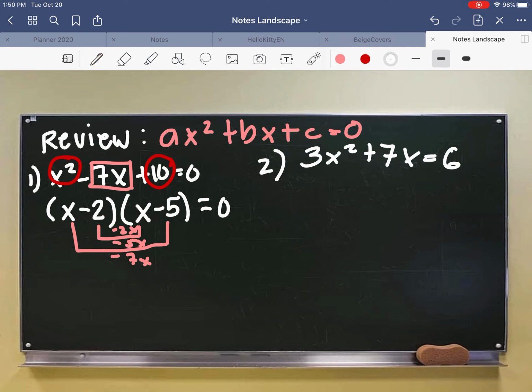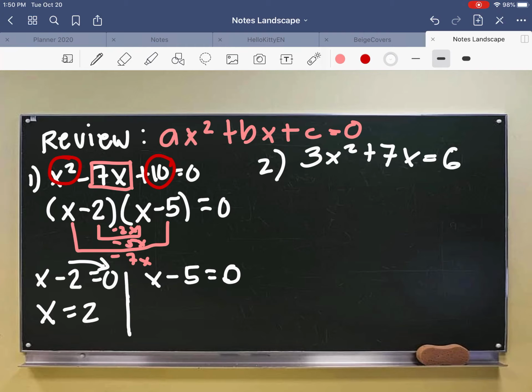The next step is to solve by using the zero product property. Bawat isang factor nito, gagawin natin 0. So, it's x minus 2 equals 0. And then here, we have x minus 5 equals 0. And then, we transpose this to the other side. So, we have x equals 2 and then x equals 5. In the video, I checked the answer pa. So, may checking pa. Pero sa inyo, hindi nyo na kailangang i-check.